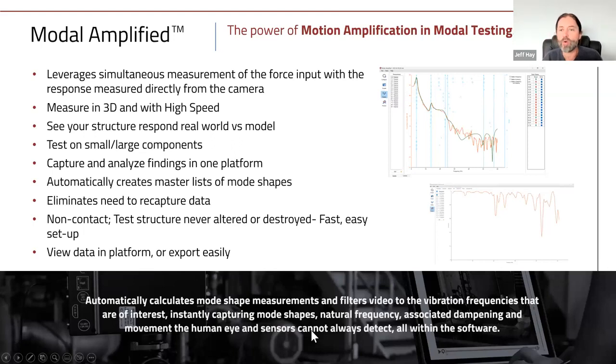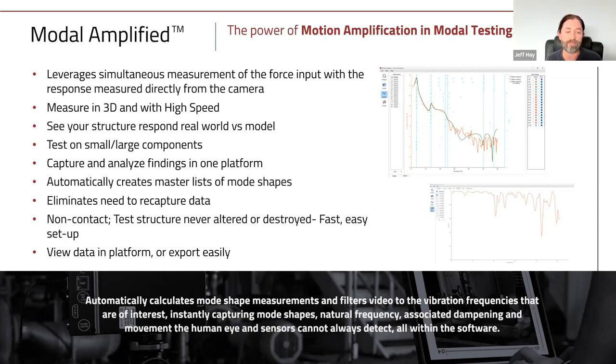Okay, so there's a couple plots from the software, but we're leveraging the fact that now we can synchronize this hammer and this camera, to the point where now we have coherence between the two, and we can get FRFs, and we can get proper structural properties, and then do this with high speed. We've got some high speed examples today. And really eliminate the need to recapture data.